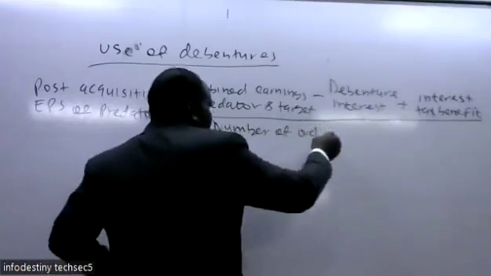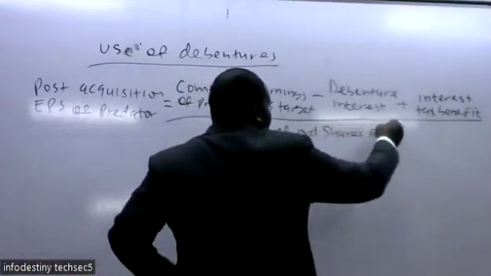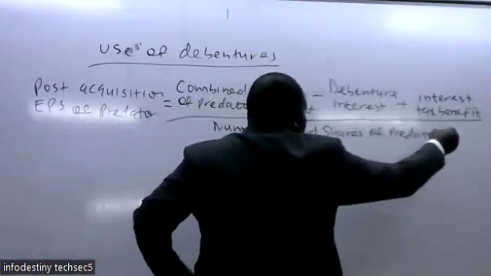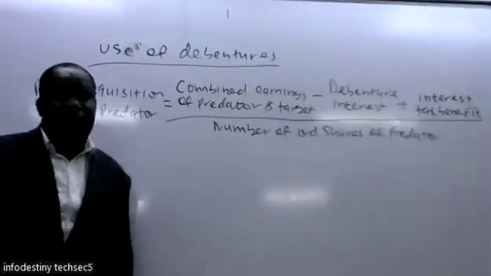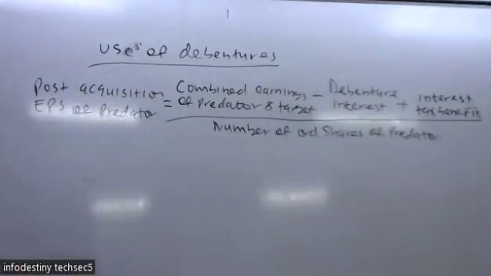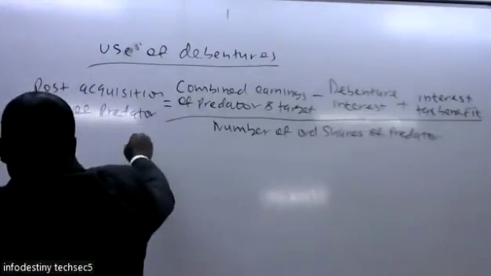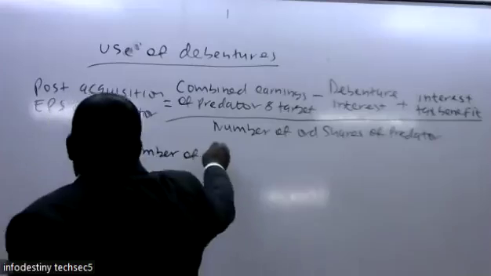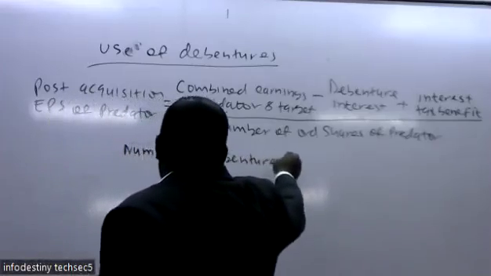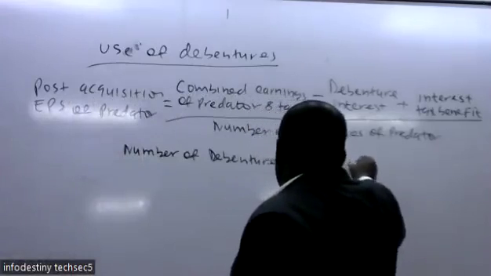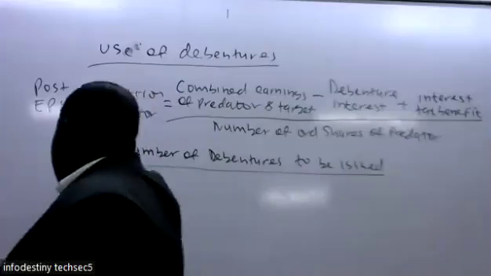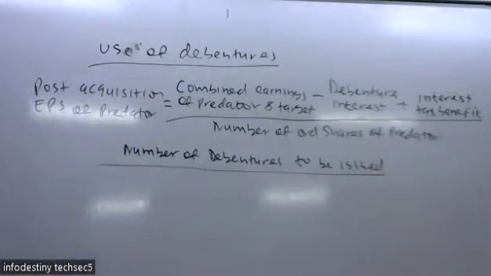the number of the ordinary shares of the predator. So we need to get the number of debentures to be issued. We start by computing the number of the debentures to be issued.